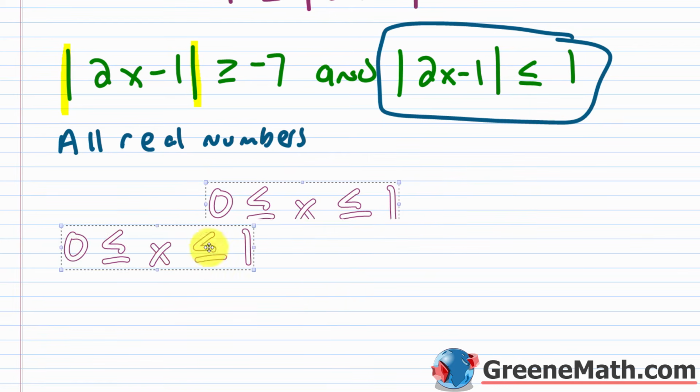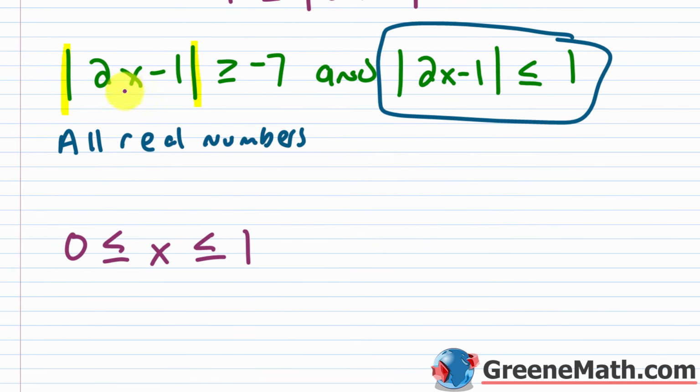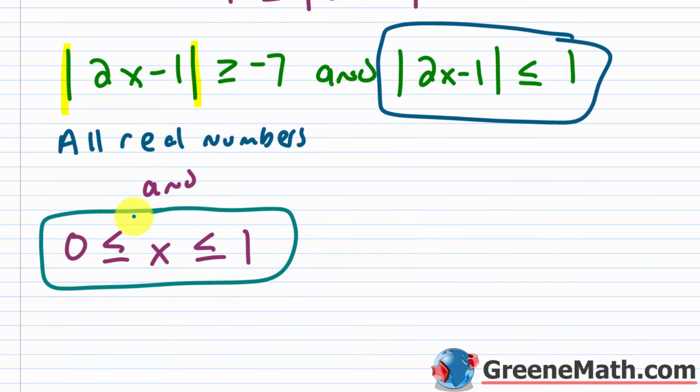So basically, you would write this like this. So you say all real numbers from this one. Then you say "and." You have x is greater than or equal to 0 and less than or equal to 1 from this one. Again, because you're using the keyword "and," you have to use this one as your solution because it has to work in both.